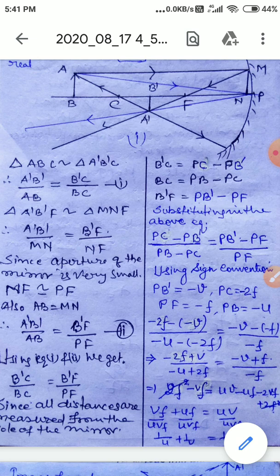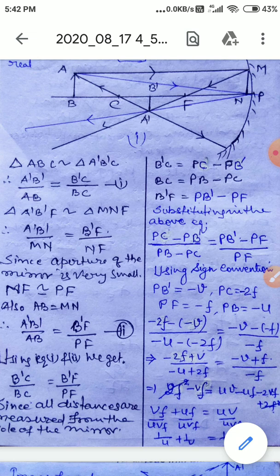Now all distances are measured from the pole of the mirror. So we have to write these distances in terms of the distances measured from the pole of the mirror. Like B dash C, you can write PC minus PB dash. BC, you can write PC plus BC. B dash F, we can write PB dash minus PF. Now put its value. Now use sign convention.